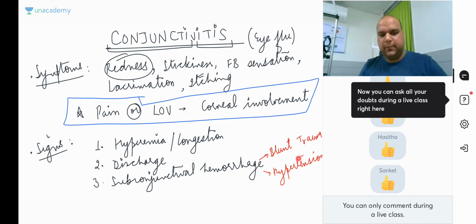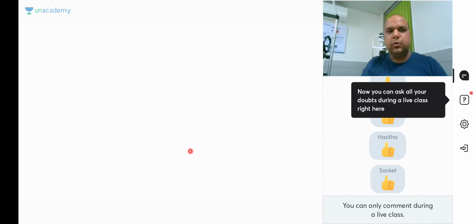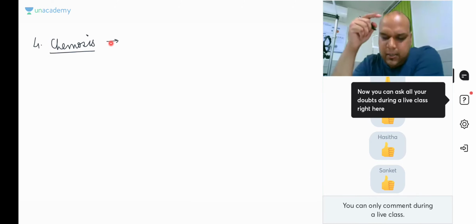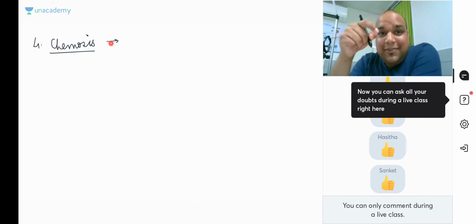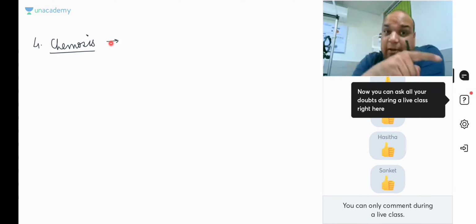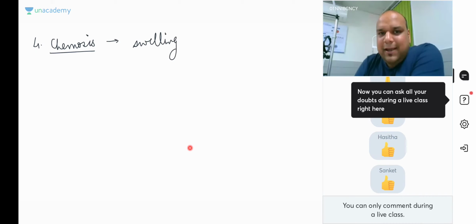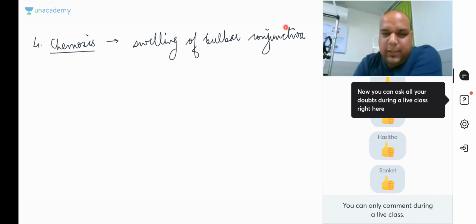Please do remember this. Now, the next sign that you should know is called chemosis. I had mentioned this today morning when I was teaching you cavernous sinus thrombosis, that chemosis is present in cavernous sinus thrombosis, marked chemosis. So what was chemosis? Swelling of bulbar conjunctiva. There I had not mentioned the word bulbar because you may not have known that word. But please remember, chemosis does not mean swelling of the whole conjunctiva. It only means bulbar conjunctiva, the part which is covering the sclera.